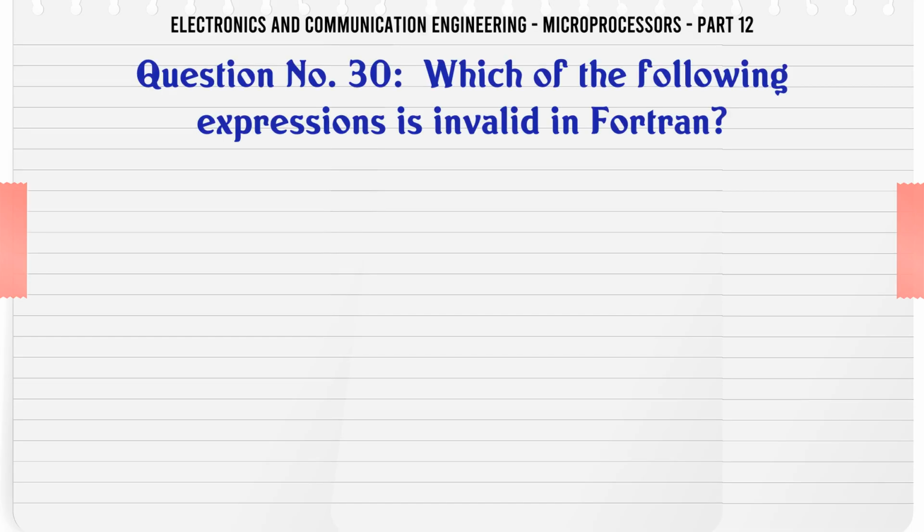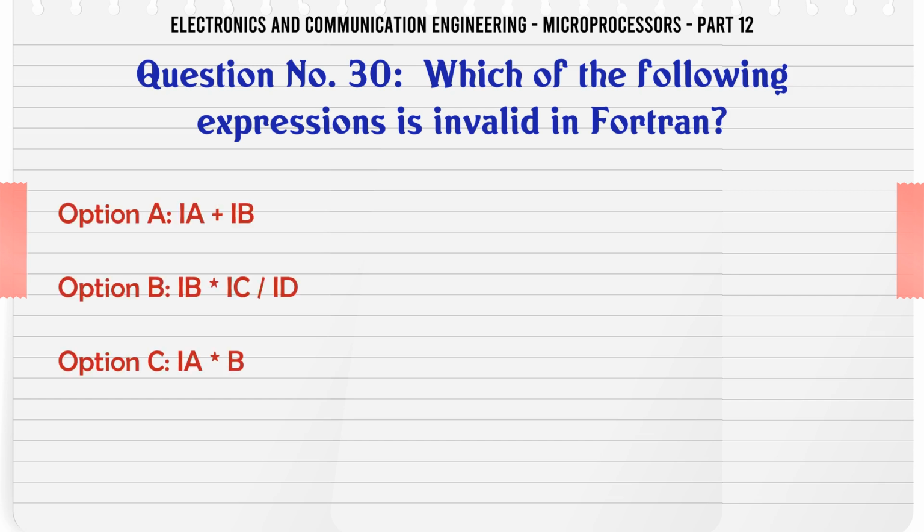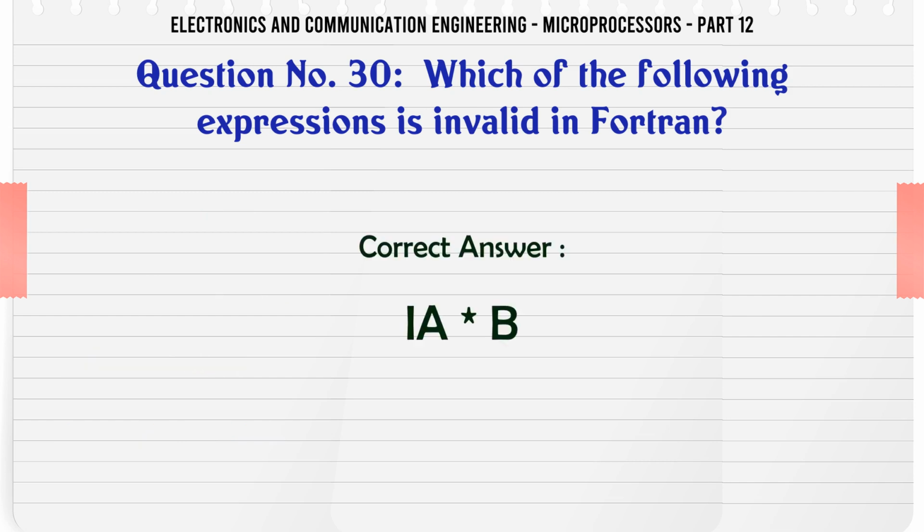Which of the following expressions is invalid in Fortran? A. IA*IB, B. IB*IID, C. IA*B, D. K*IJ. The correct answer is IA*B.